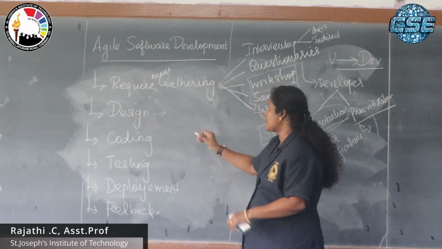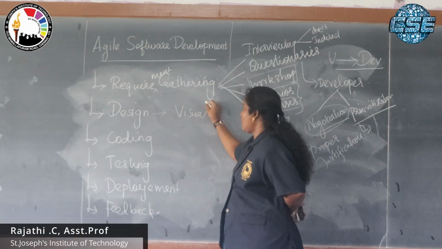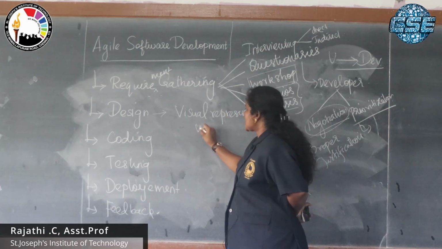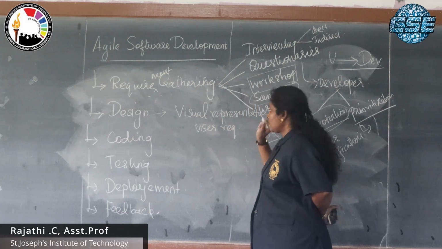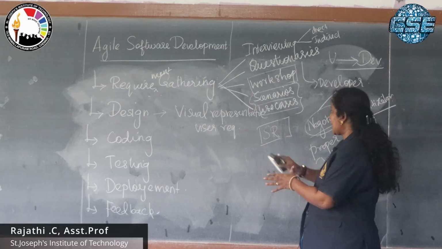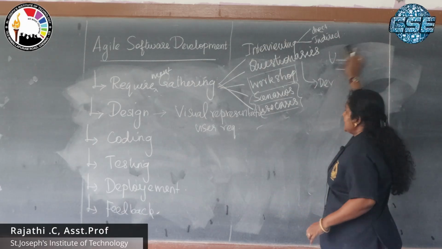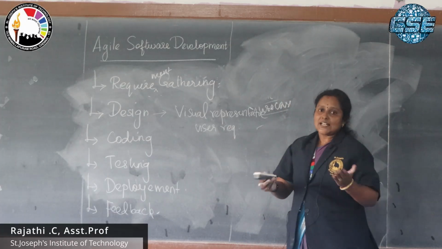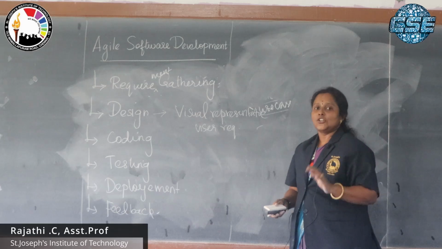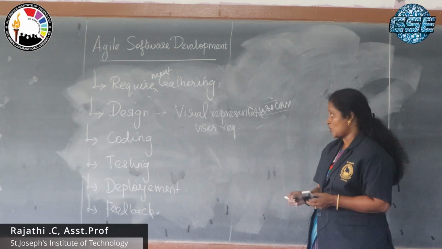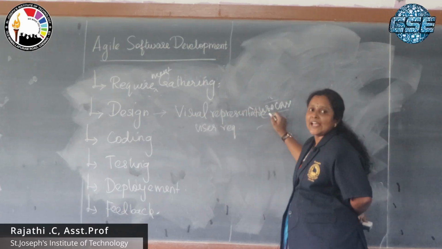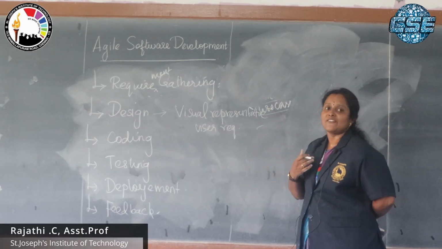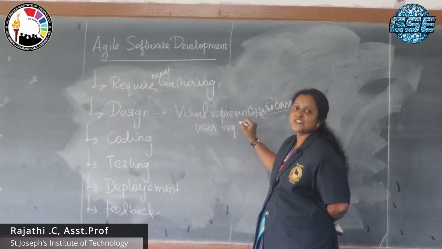Designing is nothing but a visual representation of user requirement, right? The visual representation of user requirement takes part in the designing. The SRS documentation includes everything, technical and non-technical, functional and non-functional requirements. But with the design, everyone can easily understand what the user is asking and what the developer has to implement. These phases will be visually represented.